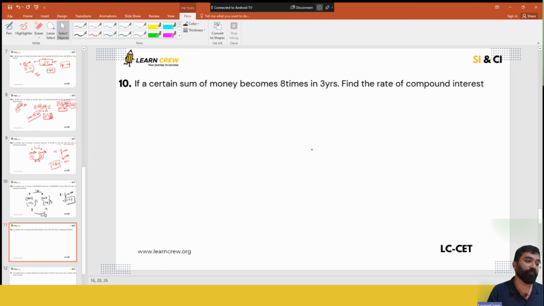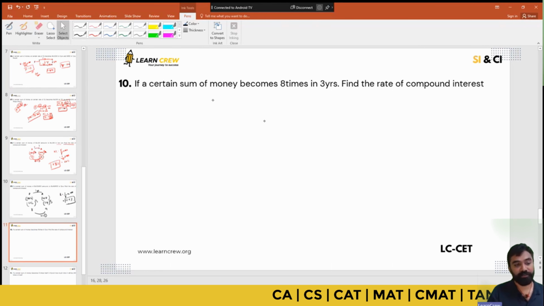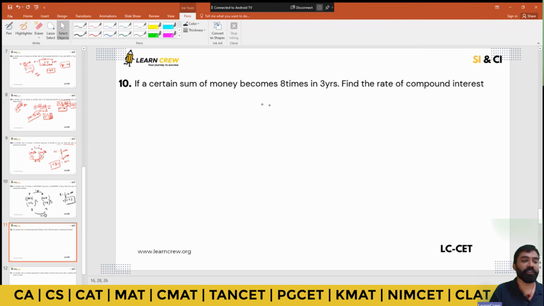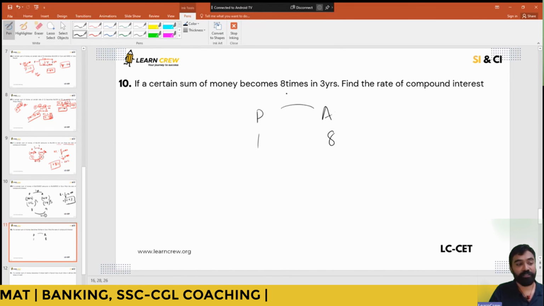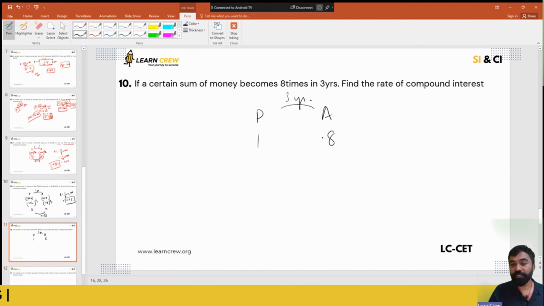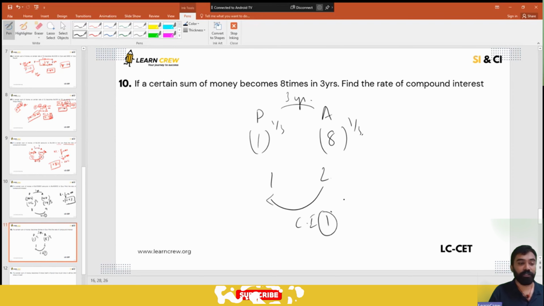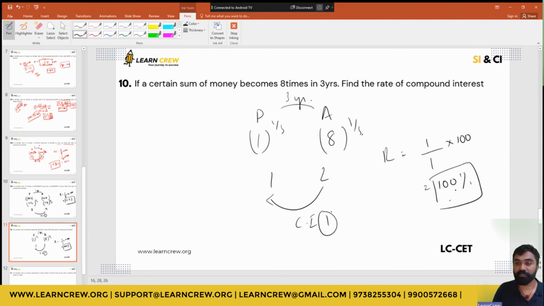Clear? If a certain sum of money becomes 8 times in 3 years, find the compound rate. Same only. This is principal, this is amount. It becomes 8 times. In how many years? In 3 years. So now you cannot further simplify it. Apply the cube. It becomes 1:2. This 1:2 is nothing but compound interest is 1. If this is the compound interest, the rate of interest is 1 upon 1 into 100. That is nothing but 100%. Rate of interest is 100%.